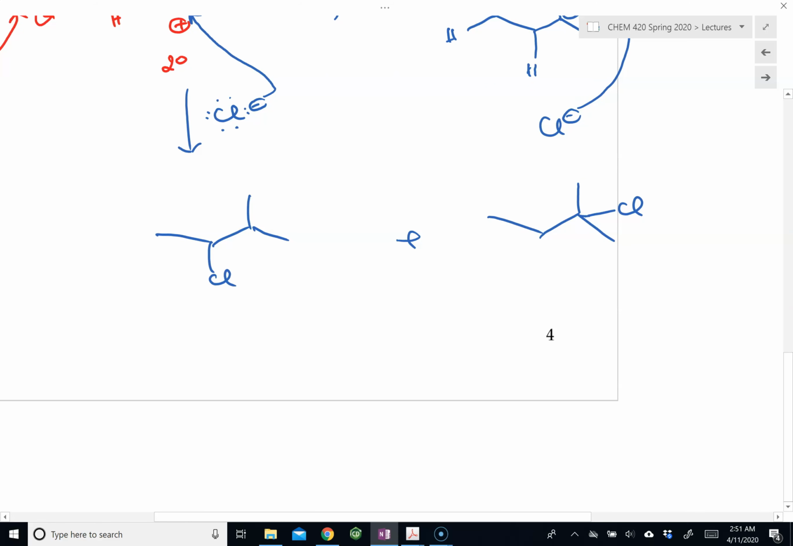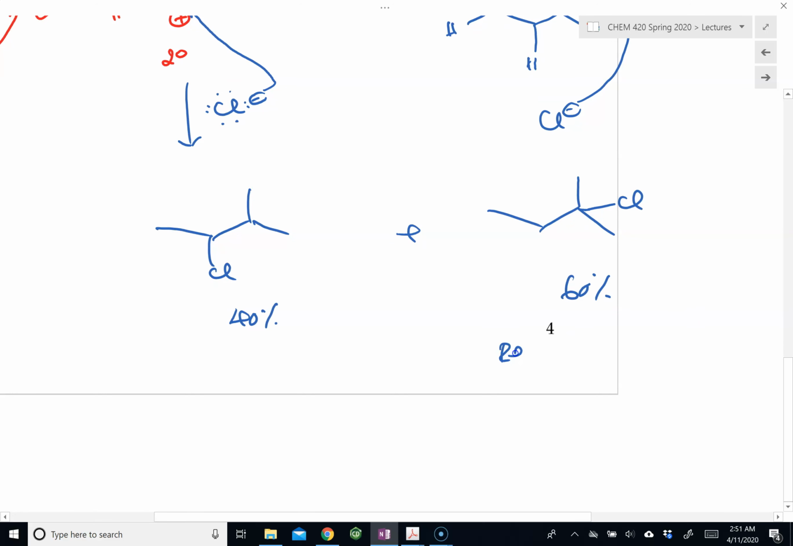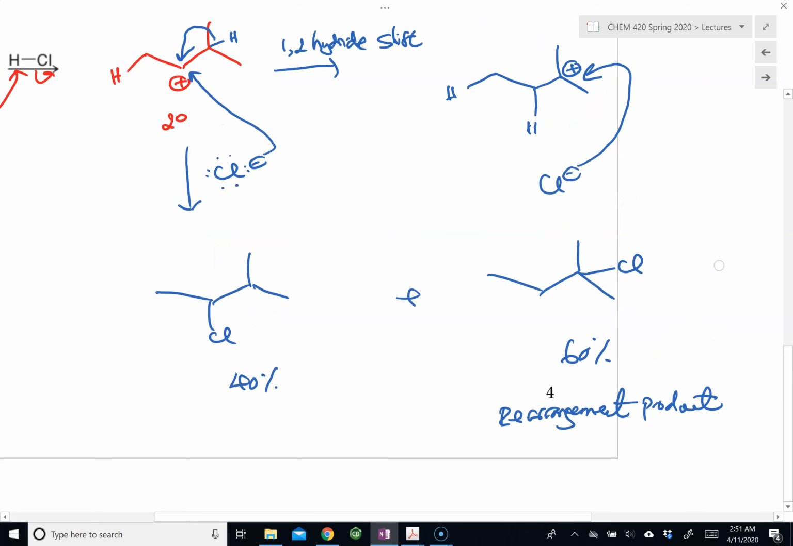And the yield of this reaction has been found to be 60% and 40%, favoring slightly shifted toward the rearrangement products. So this is the rearrangement product. So again, both will get formed. However, the major product is the product of the rearrangement.